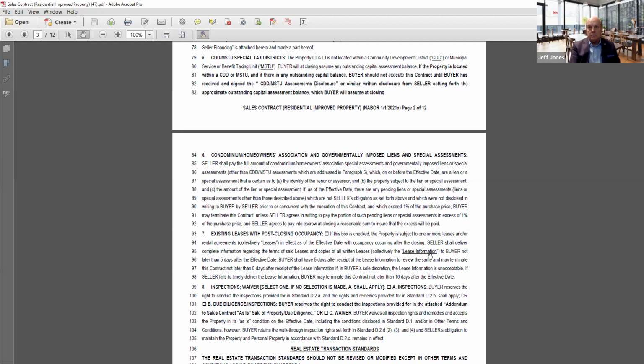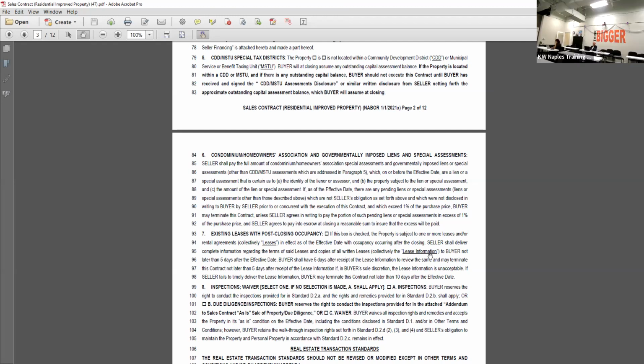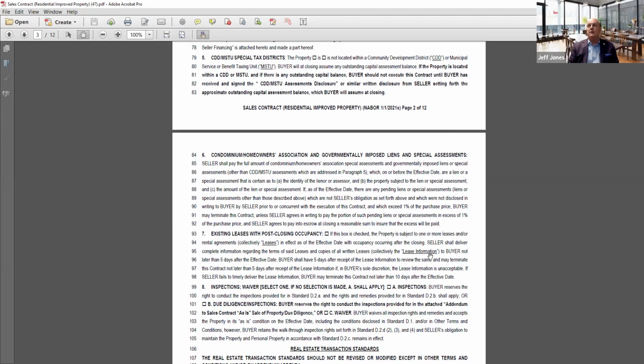Or if the assessment exceeds 1% of the purchase price, the buyer can terminate the contract unless the seller agrees to pay everything over 1%. Doesn't happen too often. If you've got the seller disclose, then that relieves you of that obligation.